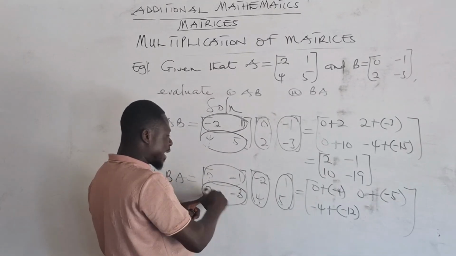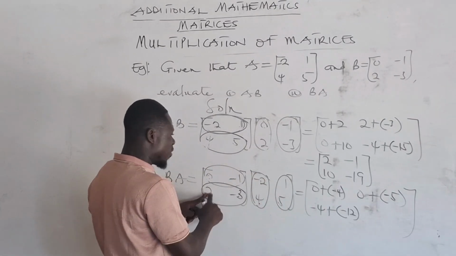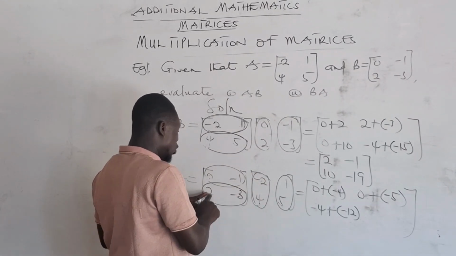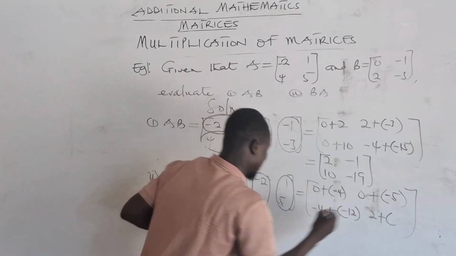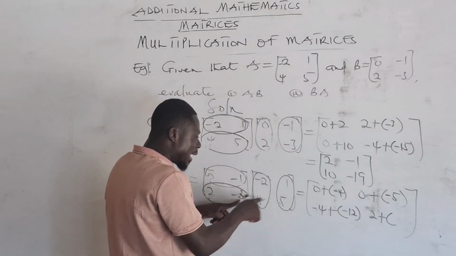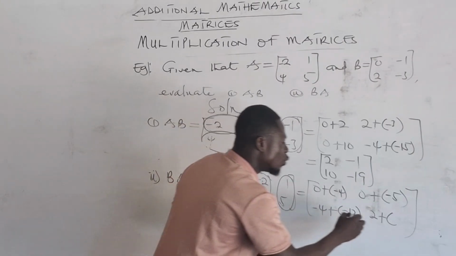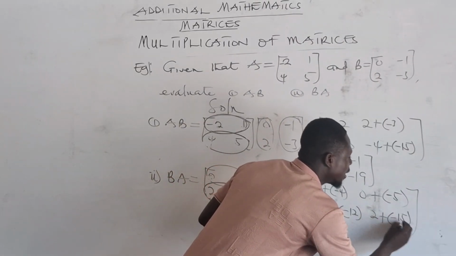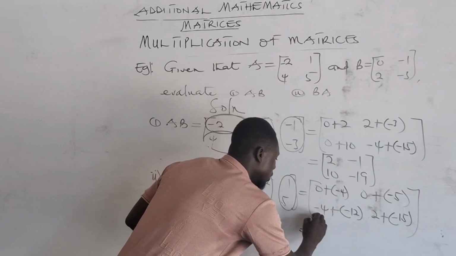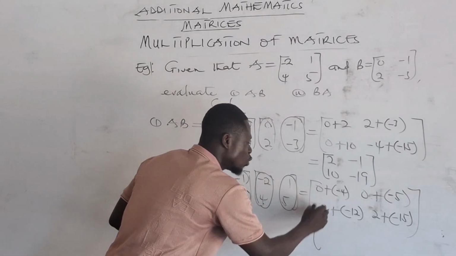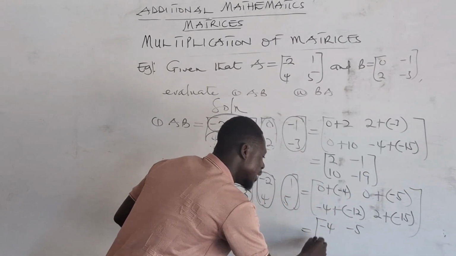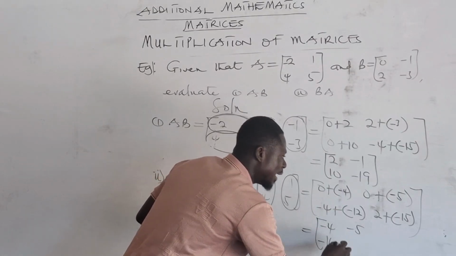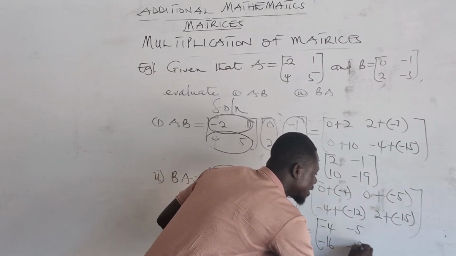Then second row by second column. First, second. So 2 by 1 will be 2 plus negative 3 by 5 will be negative 15. So let's simplify and see. This will be negative 4. This will be negative 5. This will be negative 16. And this will be negative 13.